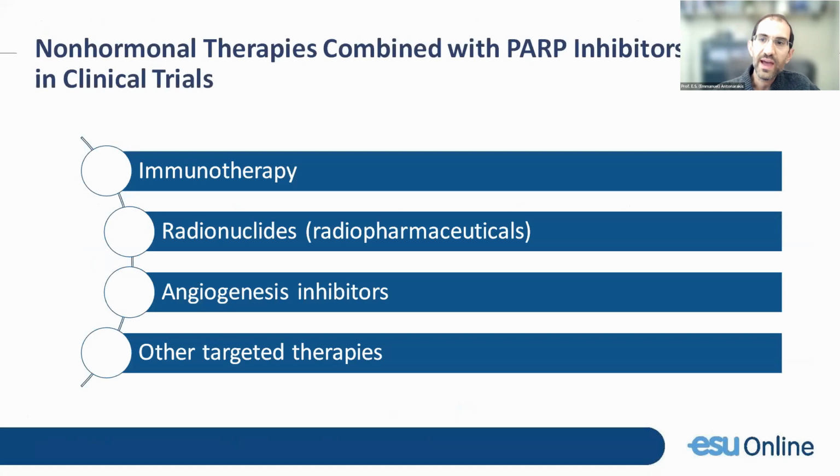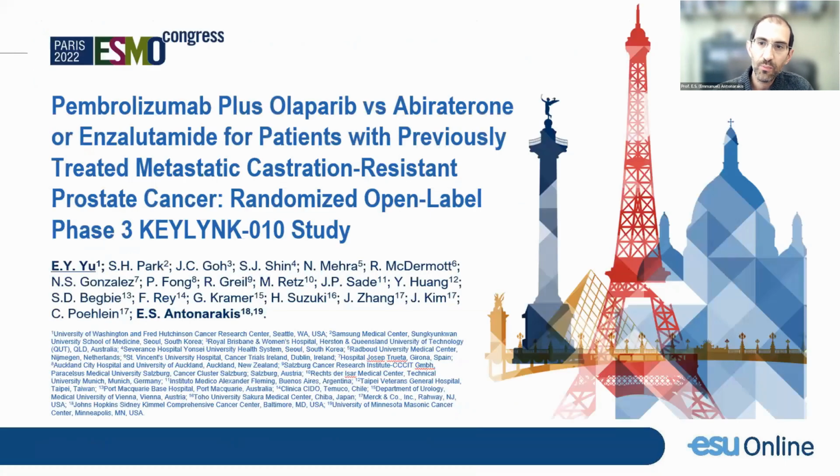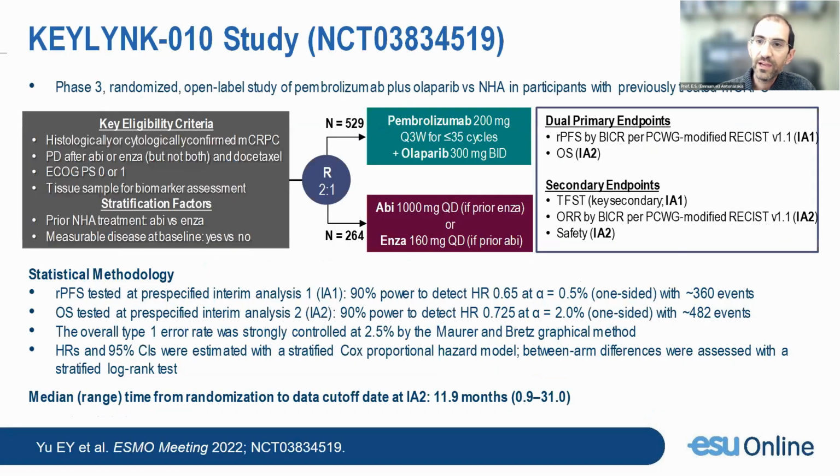One that I would like to point out was presented at ESMO 2 weeks ago by my colleague, Evan Yu. This was the phase 3 study of the combination of olaparib plus pembrolizumab. There was a lot of enthusiasm about this study. Unfortunately, for those of you that were in Paris, it was a negative study. In this trial, patients with metastatic CRPC were randomized to the combination of pembrolizumab plus olaparib versus the alternative AR therapy. This was not a biomarker-selected population.